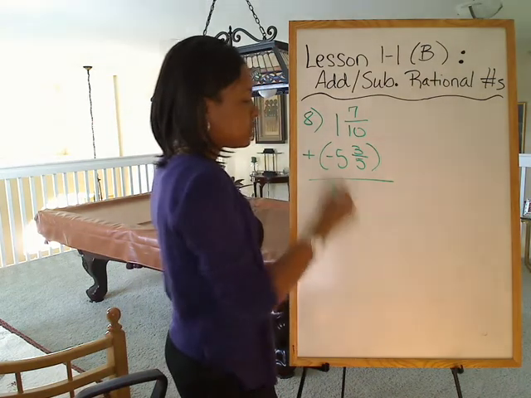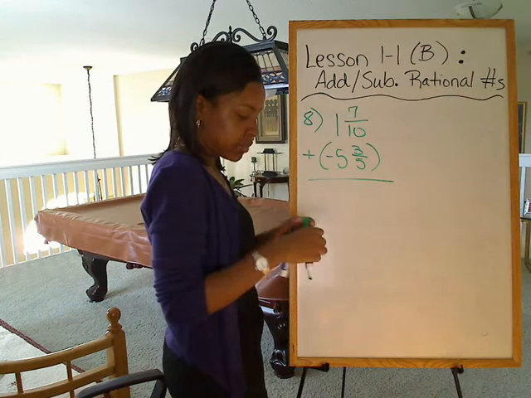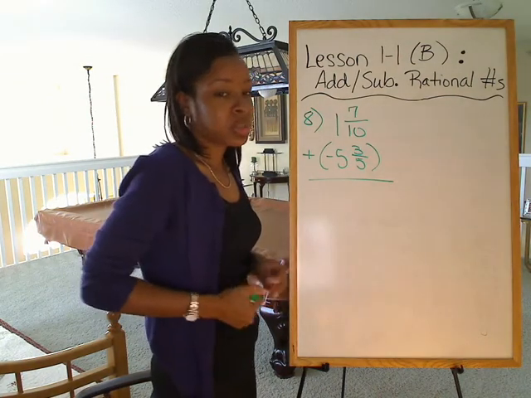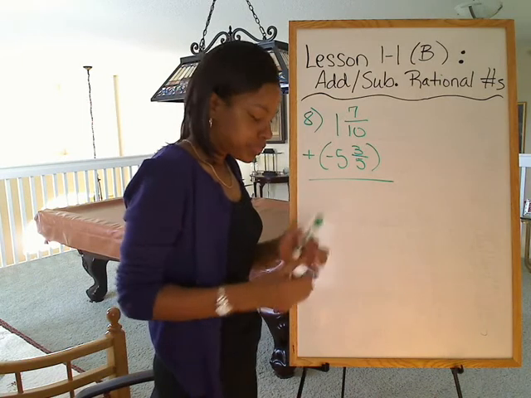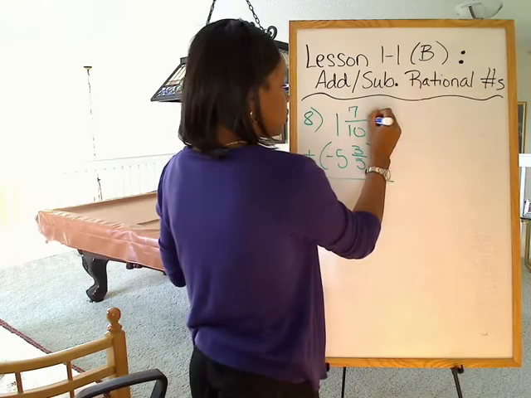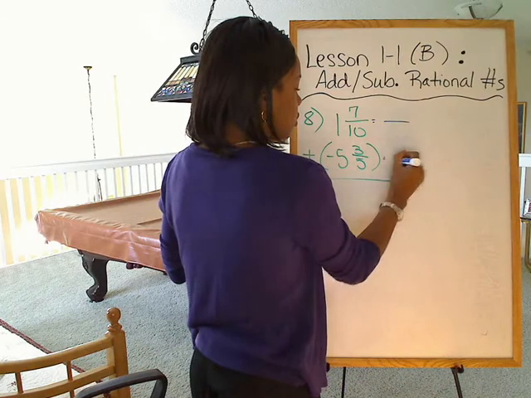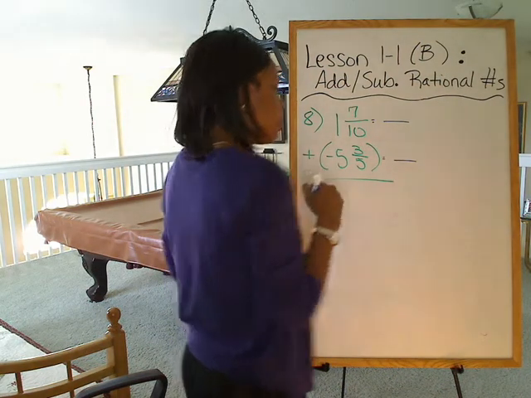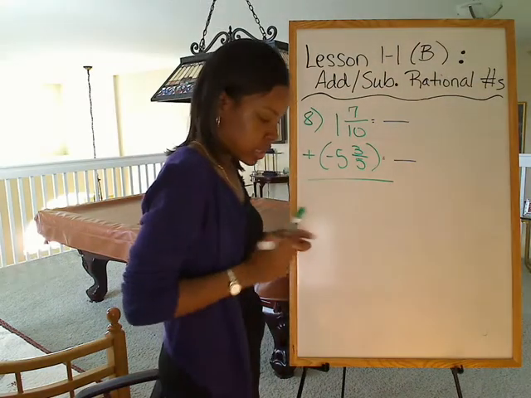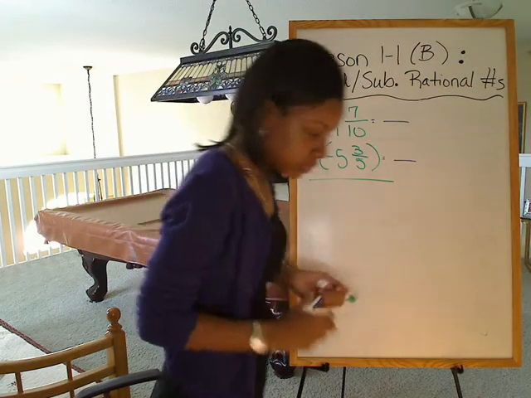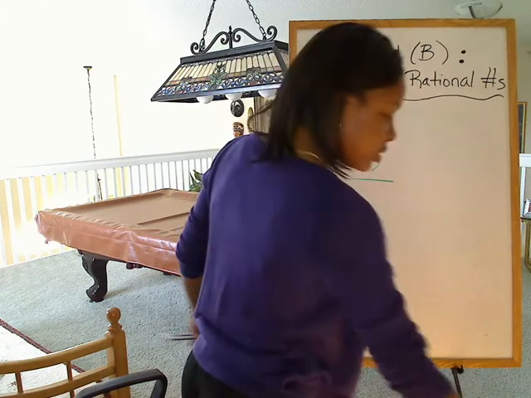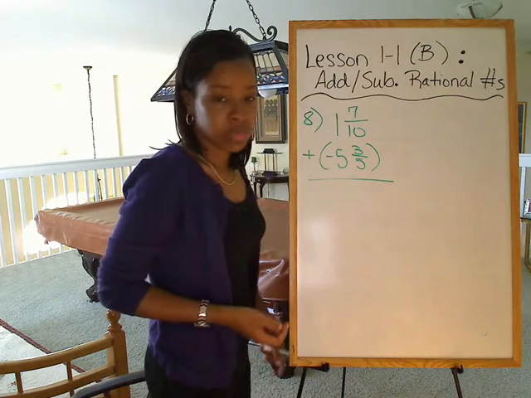So first thing we have to notice, the 10 and the 5 are not the same, right? So we need what's called a common denominator, which means we need to make them the same. Well, actually, I'm sorry, I take that back. I skipped a step. Before we find the common denominator, whenever you have mixed numbers, it's easier if you just change it to an improper fraction.